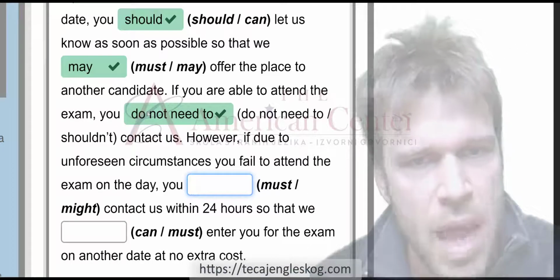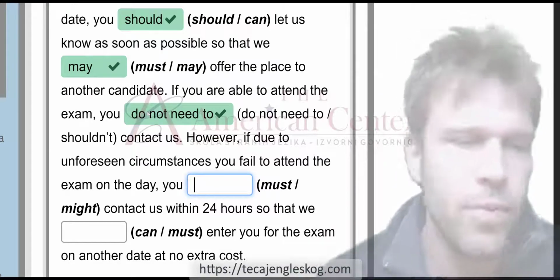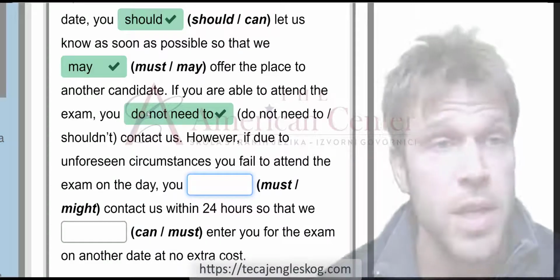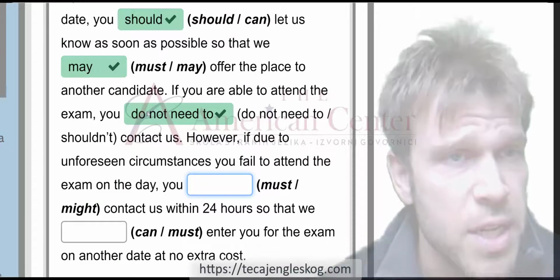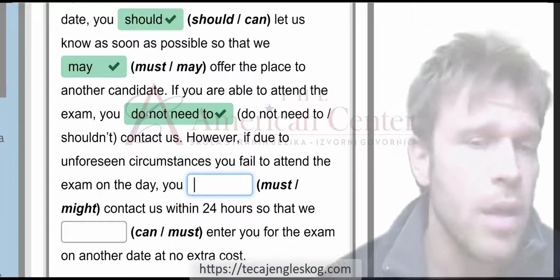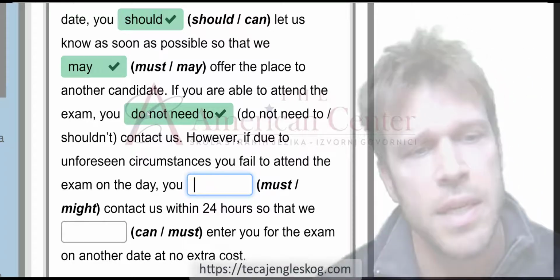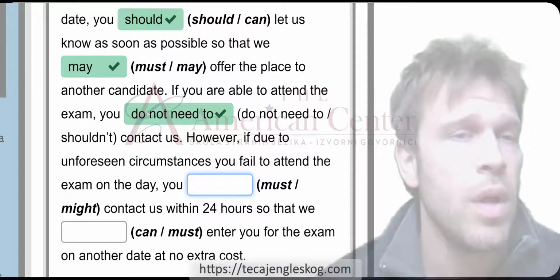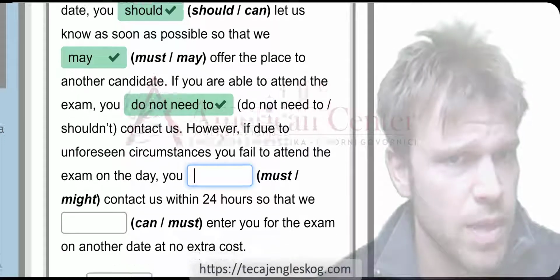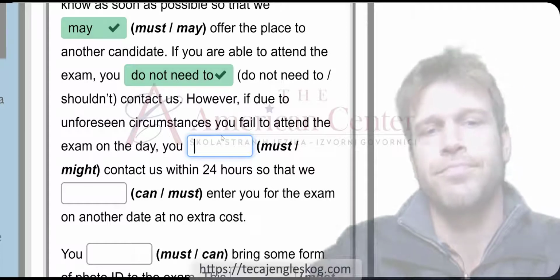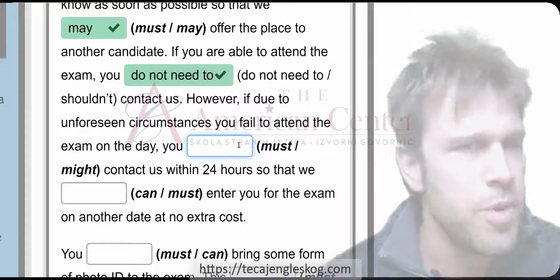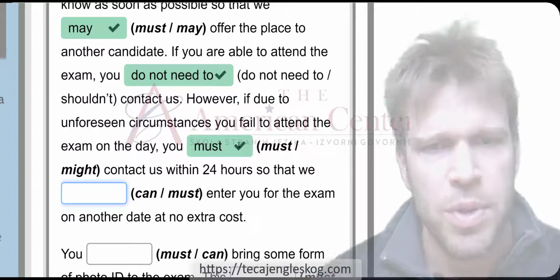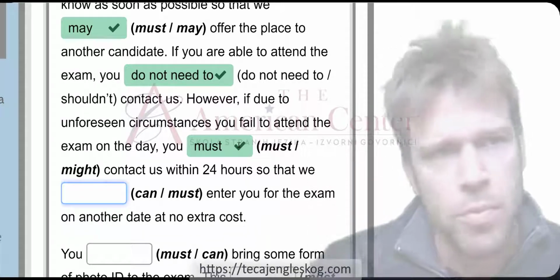However, here's the contrast. However, if due to unforeseen circumstances sometime in the future, we can't see something or we don't predict or expect something to happen, you fail to attend the exam on the day, now this is more obligatory or compulsory, okay? You must. You have to, we could say in real life, and colloquially, we can say you've got to. We wouldn't write like that, but we can say it when we're speaking.